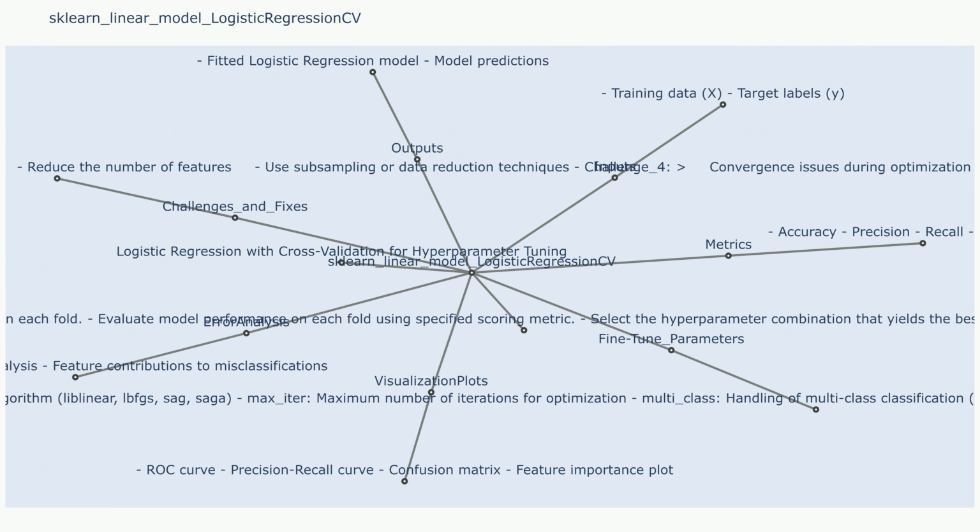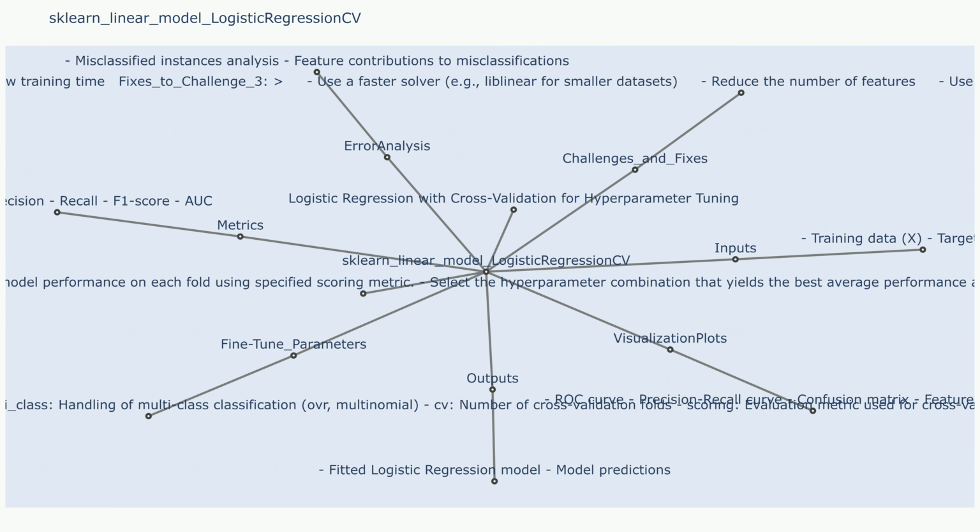Recall. This metric measures the proportion of correctly classified positive instances among all actual positive instances. It's calculated as the number of true positives divided by the sum of true positives and false negatives. F1 score. This metric combines precision and recall into a single value. It's the harmonic mean of precision and recall, providing a balanced measure of the model's performance.